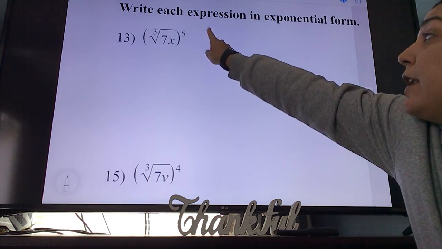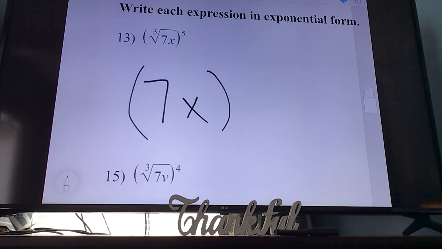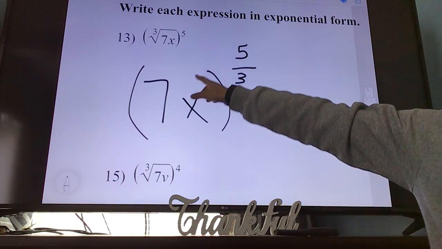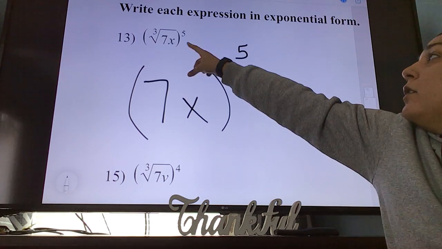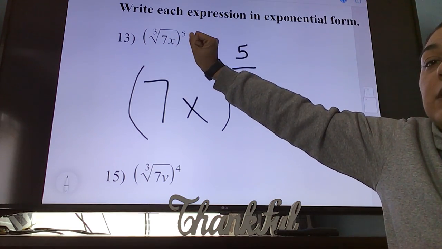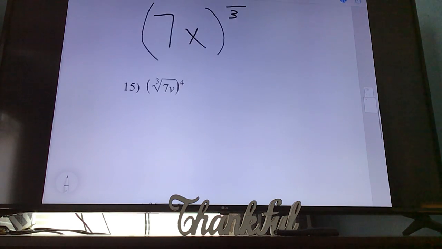We can see that radical, and so they want you to write it in exponential form. And so you're going to say 7x, and we always use parentheses, even if they're not there. The stuff under goes in parentheses. And we have 5 on the inside, and 3 on the outside. Okay, and this is what I was talking about. This is like outside of the house, but we know that the 3 is always the outside one. So just keep that in mind when you're doing these.